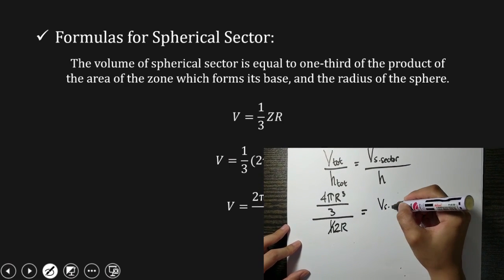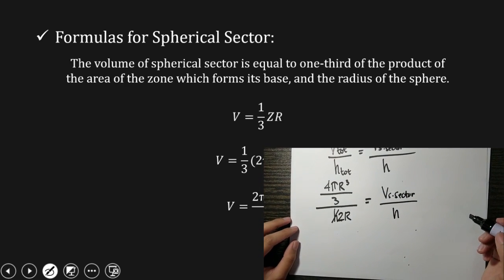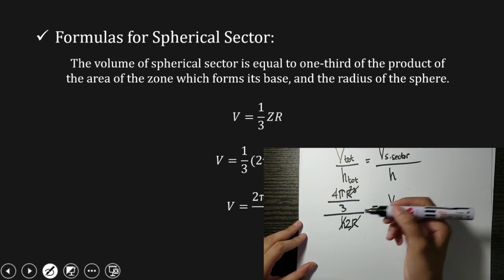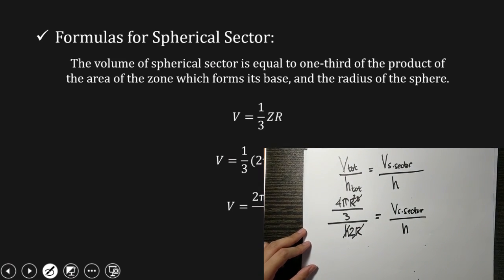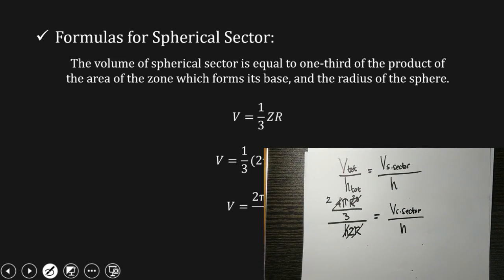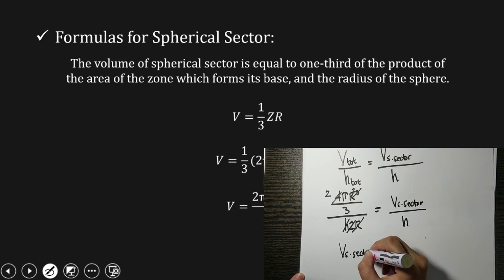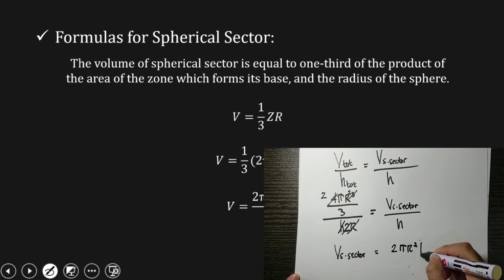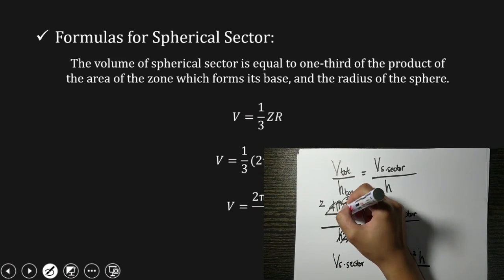and now we're going to simplify the equation. Now, the volume of the spherical sector will be equal to 2 pi r squared h over 3, since this is what's left.